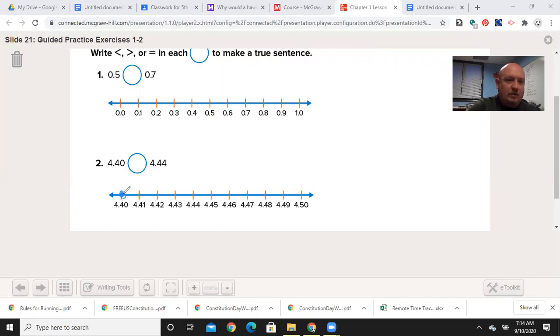On the left is going to be a smaller digit, lesser. 4.44, I see that 4.44 is further away from 0. There we go. And it looks so much larger on a number line, but in reality, these numbers aren't hugely different. That's where a number line can sometimes be good for showing you the comparison of numbers.